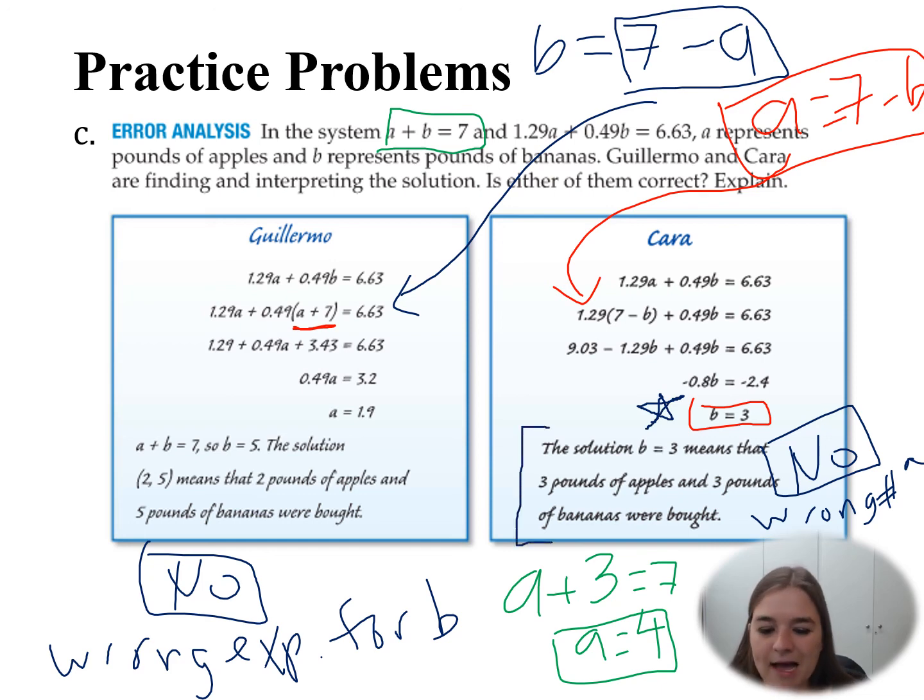So sometimes that will happen where you'll have both students are incorrect or both students are correct. Make sure that you're reading carefully. Many of you may have solved for Guillermo, figured out that he was wrong, and just automatically said Kara was right. Be careful when you're solving these kinds of problems.